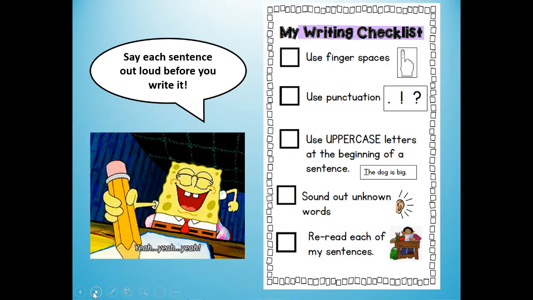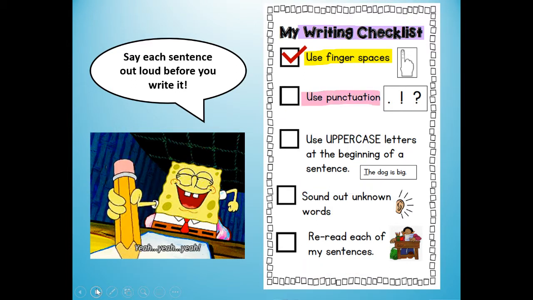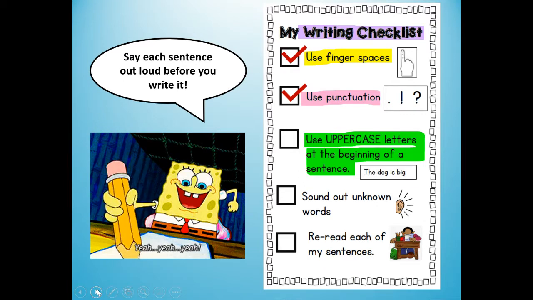And don't forget, here's our writing checklist. When you write words, use finger spaces between your words. So make sure you have finger spaces. Make sure you use punctuation. Put periods at the end of your sentences, each of your sentences. Also use uppercase or capital letters at the beginning of each of your sentences.